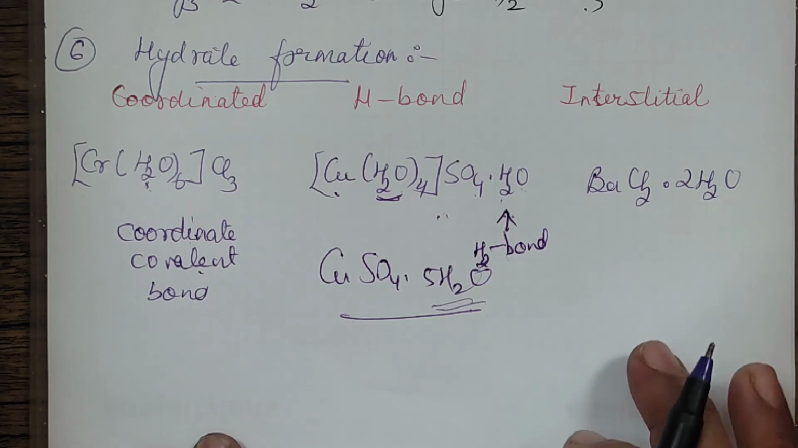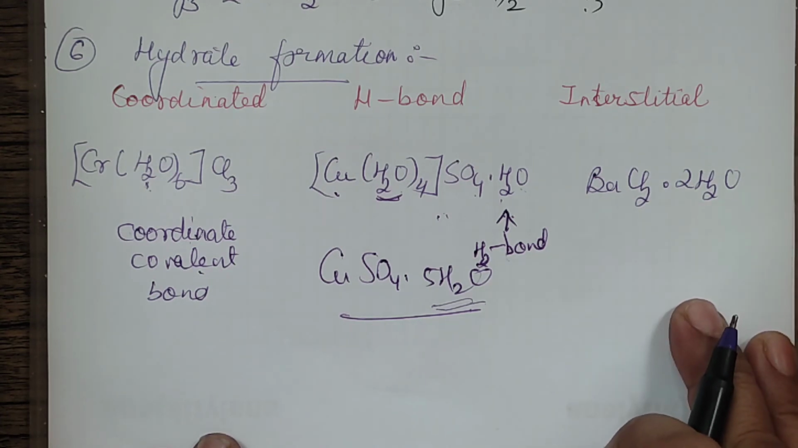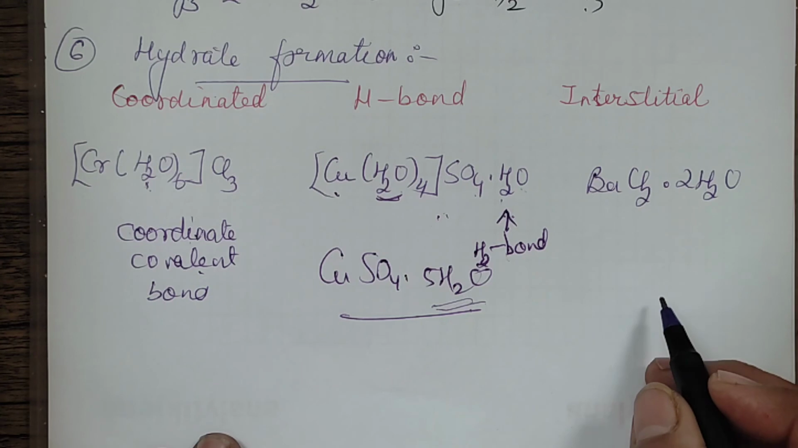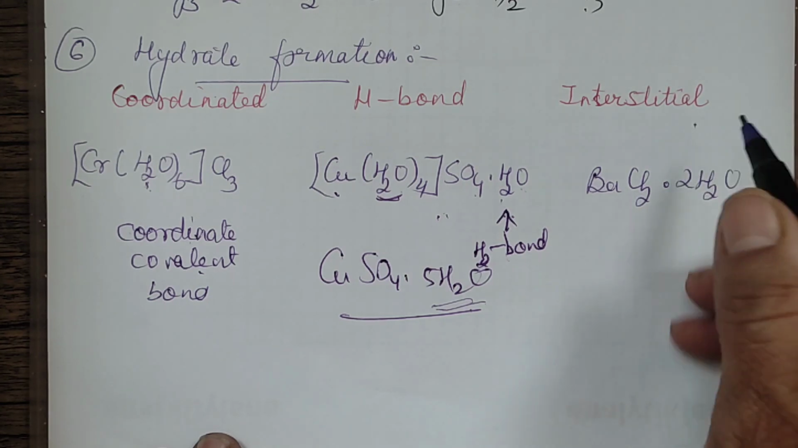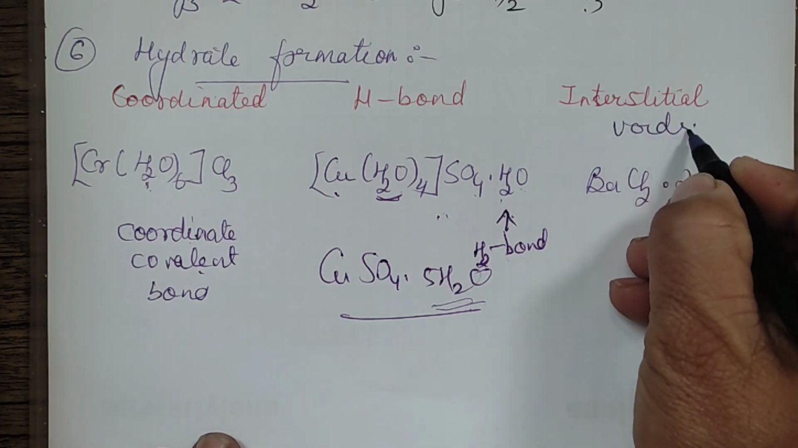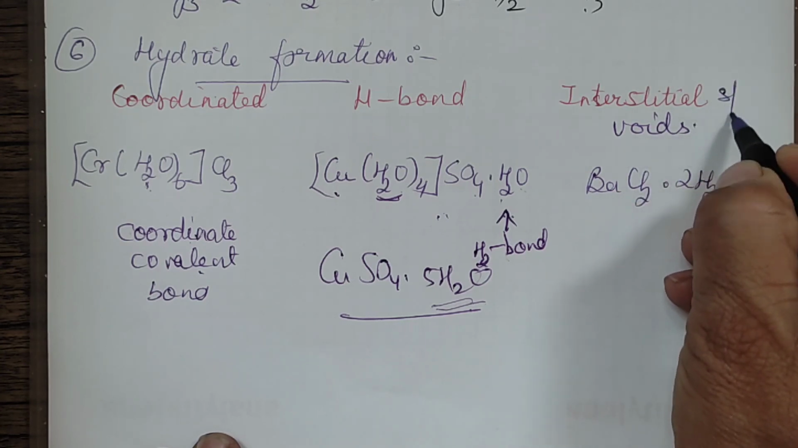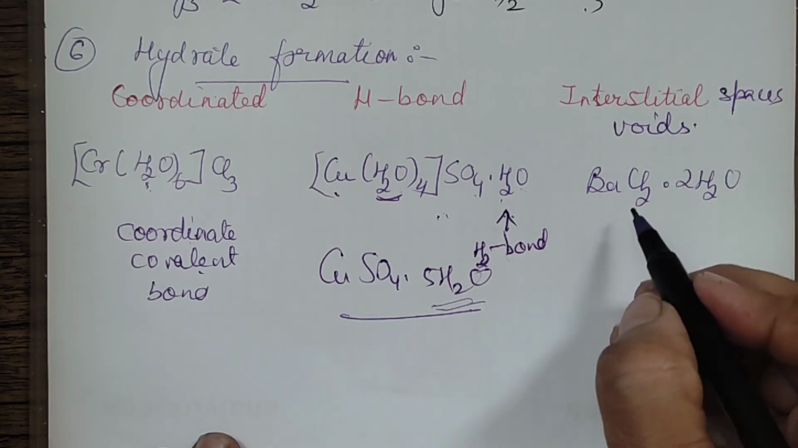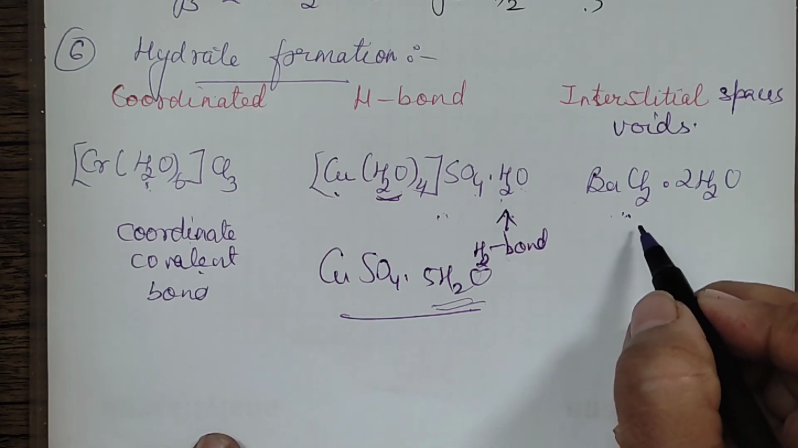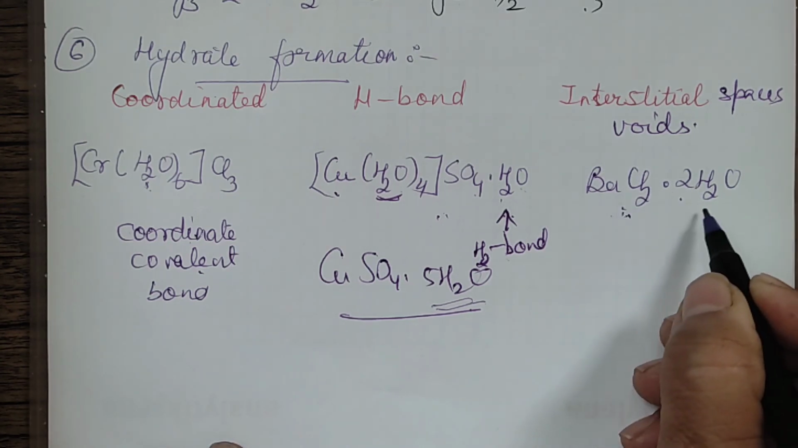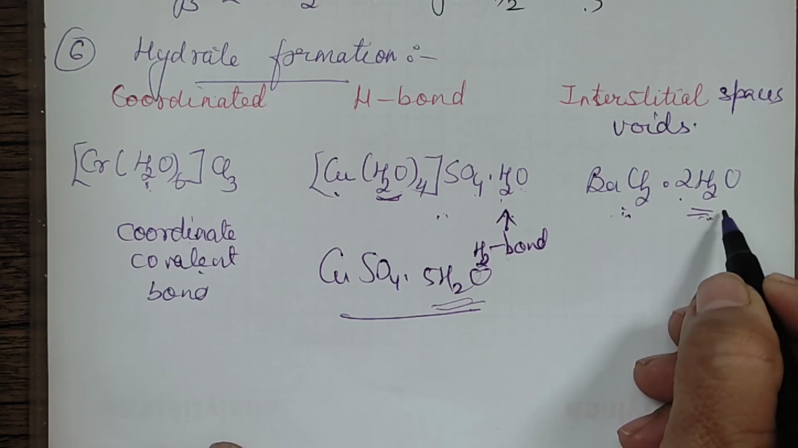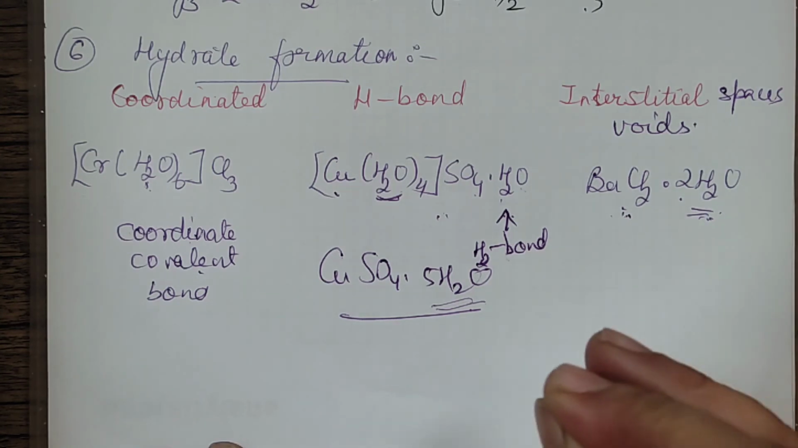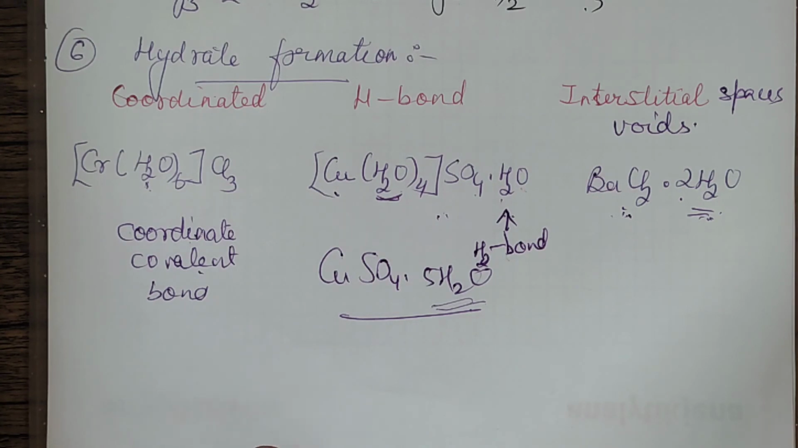Now interstitial. Now this is the another form, interstitial form of the water. In this, the water molecule is present in the voids. It is present in the interstitial spaces. In the crystal lattice of some salt, say barium chloride, there will be some spaces. Those spaces are occupied by the water molecule. So water molecule is occupying the voids or the gaps in the crystal lattice. This is interstitial for water. Okay, so this way you can have hydrate in 3 different forms.